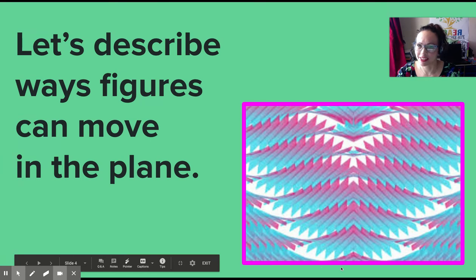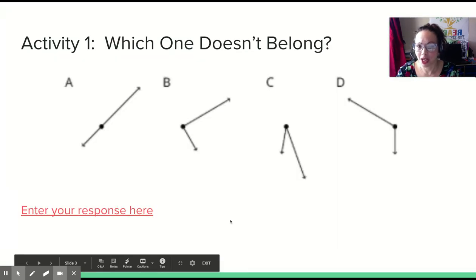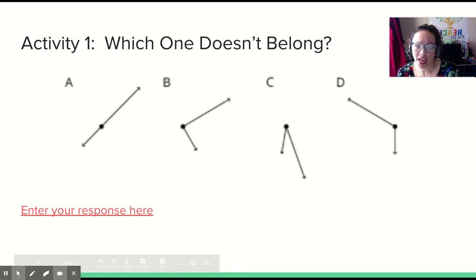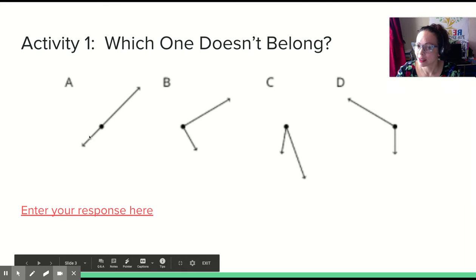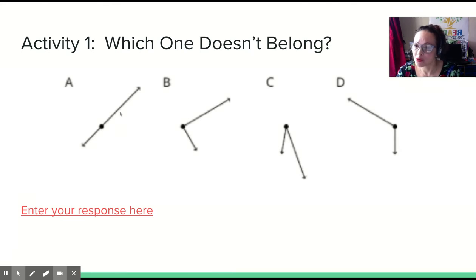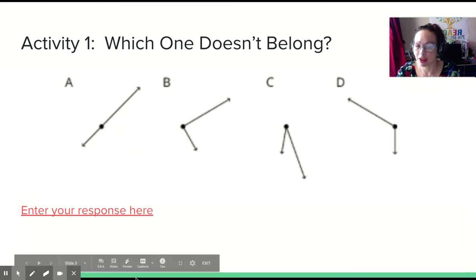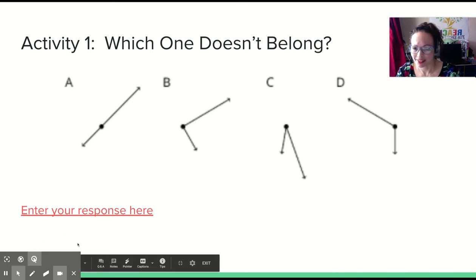All right. So on this, maybe you said A doesn't belong because it looks like it's about a straight line. Maybe you said B, that looks like it's a right angle. Maybe C because it looks like an acute angle. Or maybe you said D because it's obtuse. A, even though it's a line, we would call it a straight angle. So you could have had a different reason for any of those.